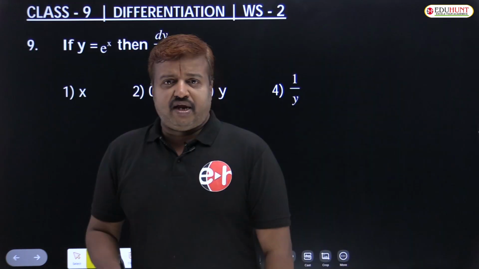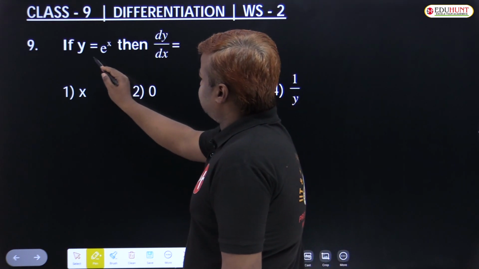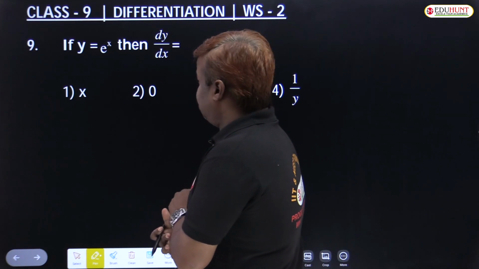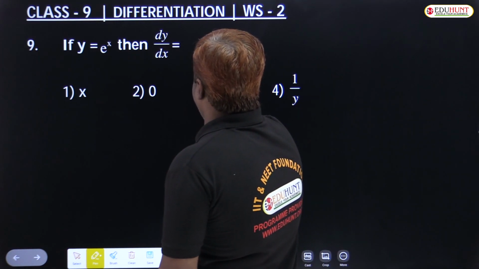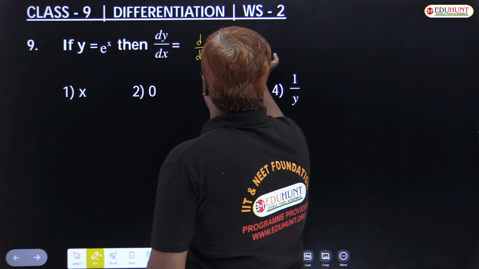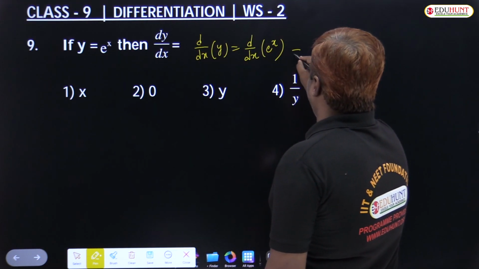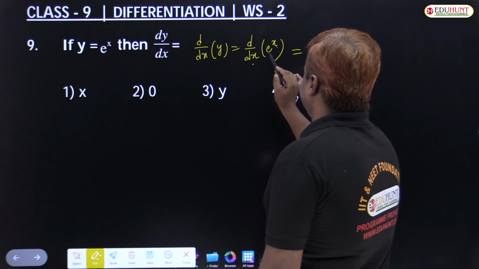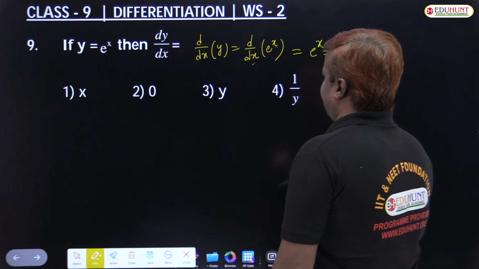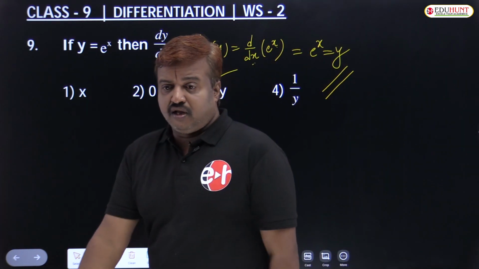Okay, 9th question. What is the 9th question? If y is equal to e power x, then find dy by dx. What is the value of dy by dx? Dy by dx means d by dx of y, which means d by dx of e power x. What about the e power x value? Derivative of e power x with respect to x is again e power x, and the value is y. So which is in option number 3, children.